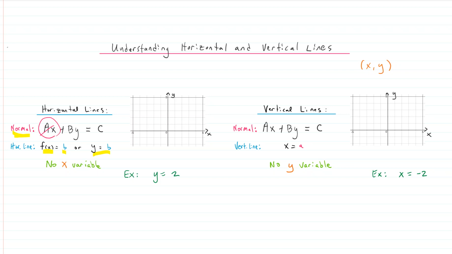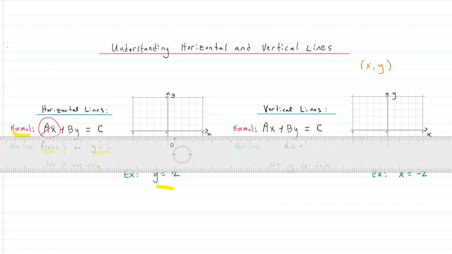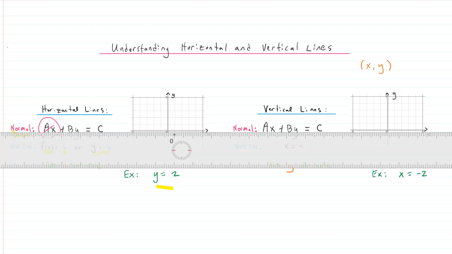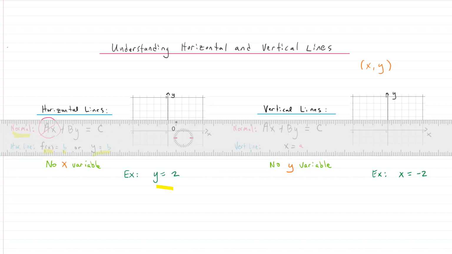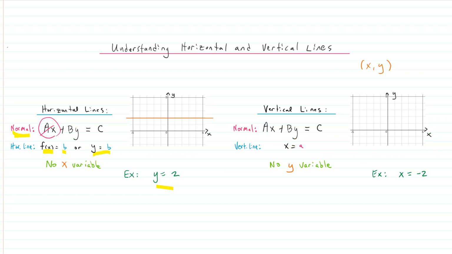Now, the way that you graph it is any point that has this y value is on the line. So we just connect all those dots. If we choose, as an example, y equals 2, then we need to come to y equals 2 and draw a line, which would be right about here. So we can look at this and say that's y equals 1, and here we have y equals 2.